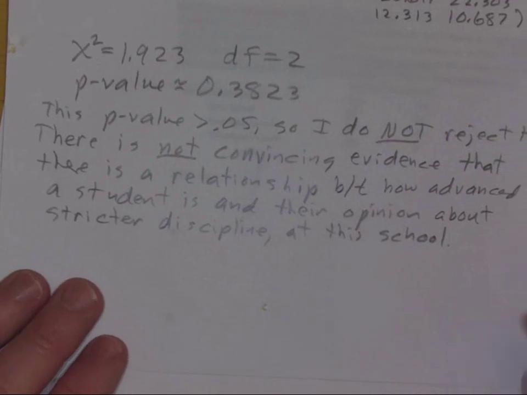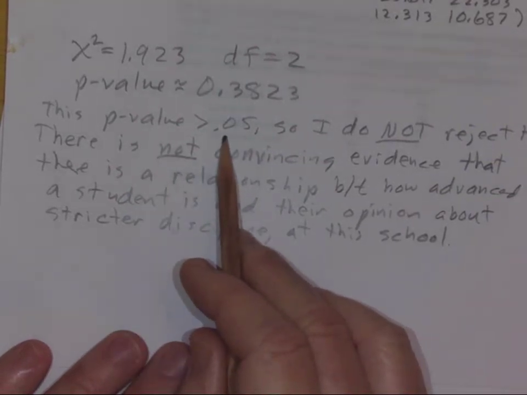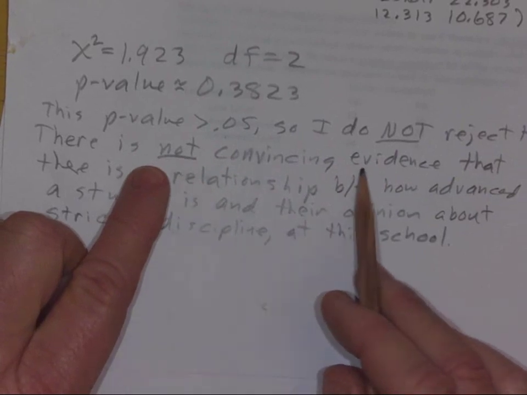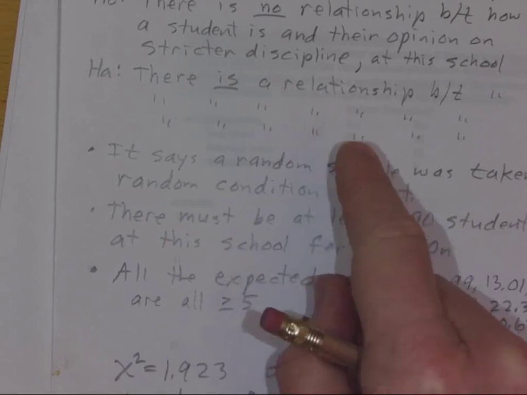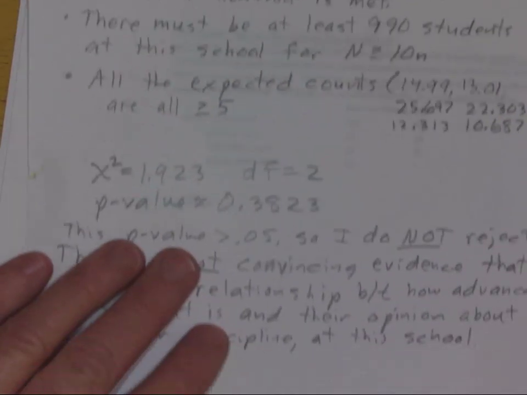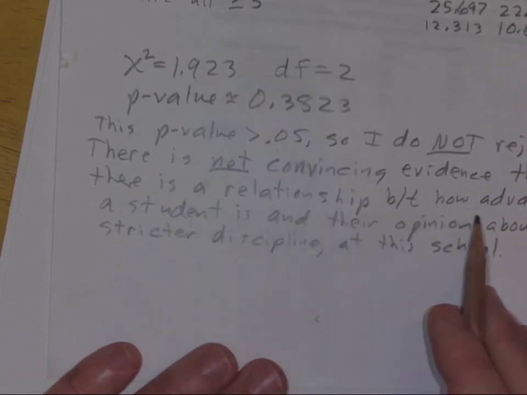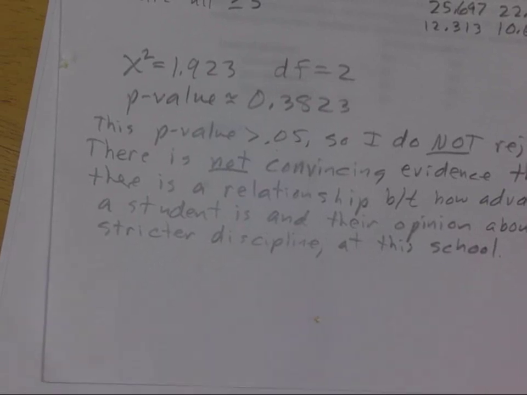But anyway, our conclusion is this. It's the same p-value conclusion we've been doing for several chapters now. This p-value is greater than 0.05, so I do not reject the null. There is not convincing evidence that, and then you restate the alternative in context. So there is not convincing evidence that there is a relationship between the two variables. In other words, there's not convincing evidence that there is a relationship between how advanced the student is and their opinion about stricter discipline at this school. And so there you go. That is how you do a chi-square test.